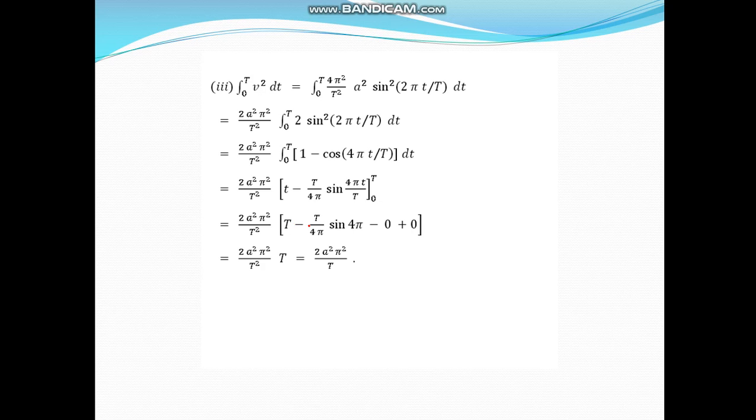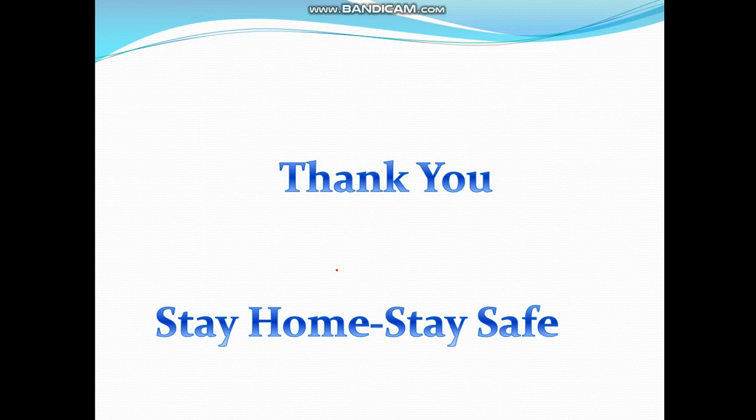Limit substitute करना है, upper limit minus lower limit. On simplifying, sin 4 pi, it is 0 here. So it is twice a square pi square by T square multiplied by T. That is twice a square pi square by T. So it completes our simple harmonic motion. So let me stop here.